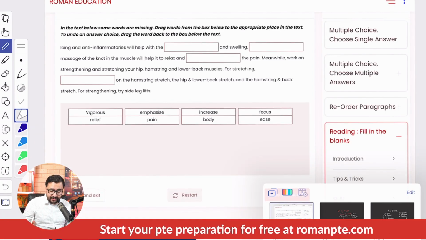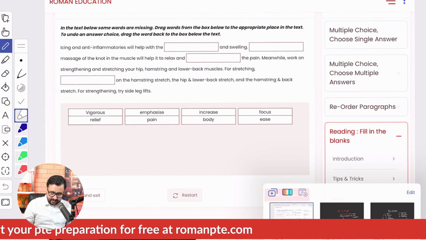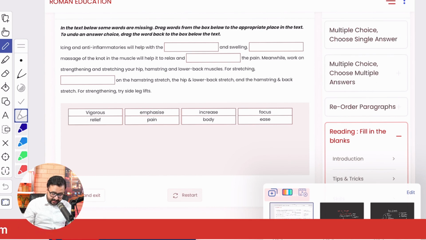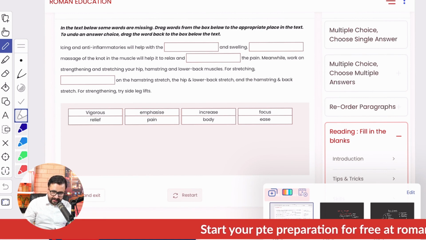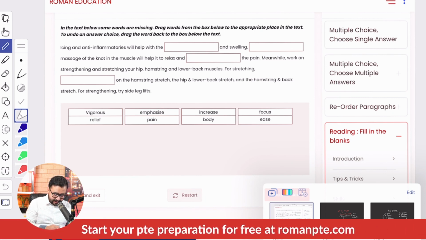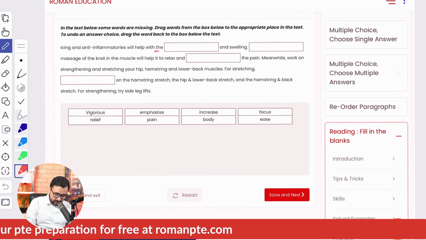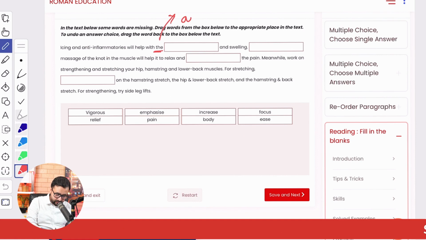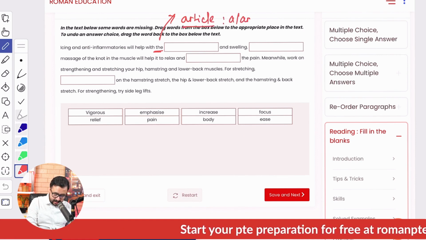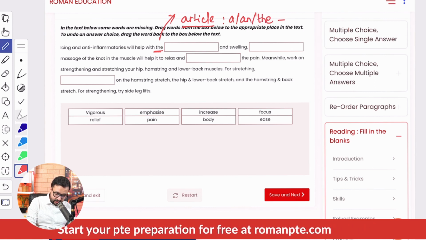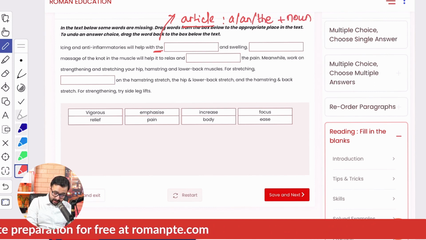This is our question, and let's try to apply these tricks, these methods to answer the question. The first gap is telling us, icing and anti-inflammatories will help with the and swelling. So as I said, first I will think grammatically, and grammatically what I know here is this word is coming after the, which is an article. We have articles like a, an, and the in English, and they are usually followed by a noun. Okay, that means I'm looking for a noun here.